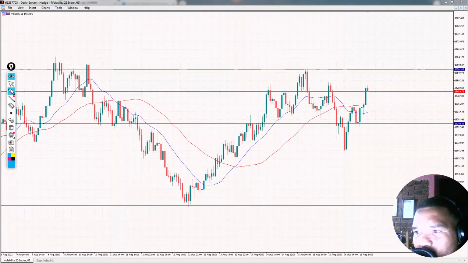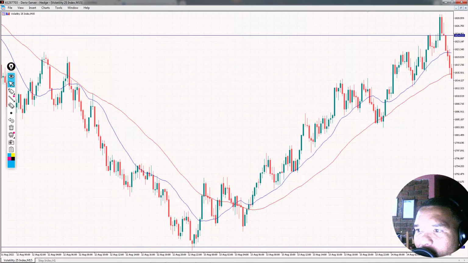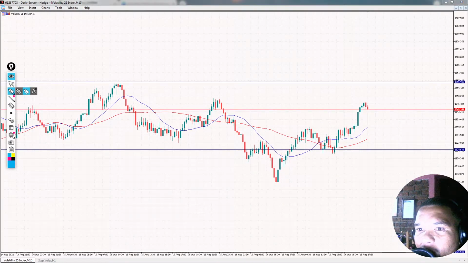But for now, I'm just gonna leave it as this, and I will scale down to a 15-minute time frame key market level. On my 15-minute time frame, guys, what I will most likely look out for is patterns, right?